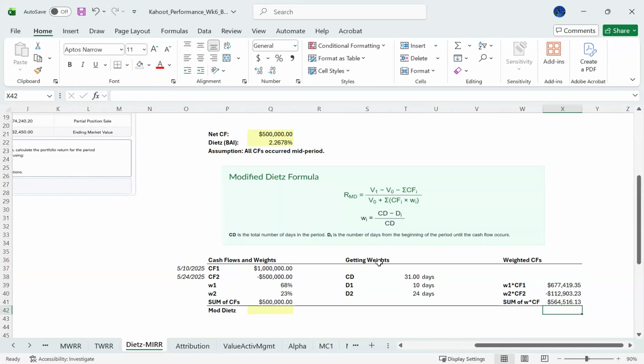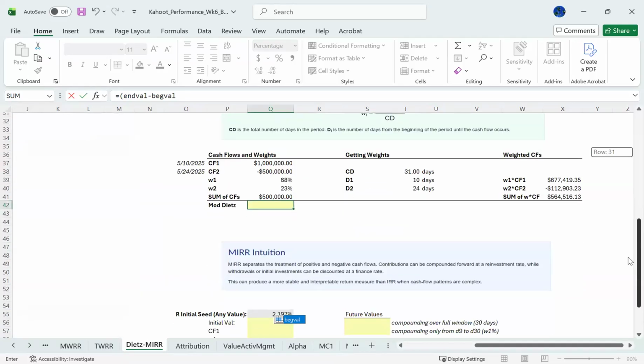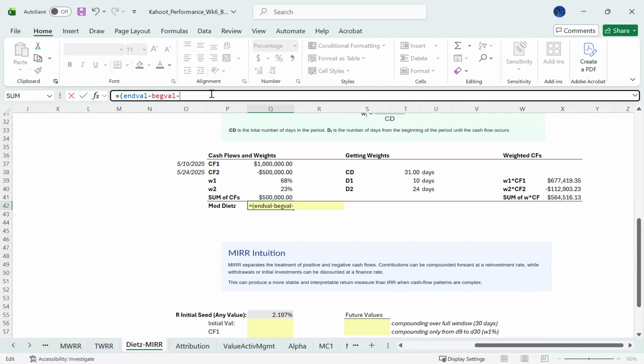So we are not only adding them, but we are weighting them by how much of the investment horizon we had those funds in the fund. And now we finally get the modified Dietz formula, which is, we have the beginning value, and let's make a parenthesis. I named it ending value minus beginning value. If we scroll up, this is ending value, beginning value, right? And then minus the cash flow.